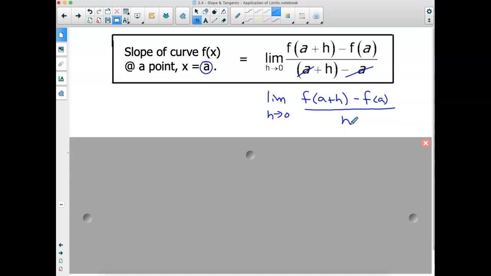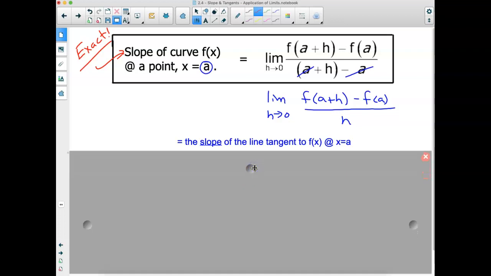Now, this is the exact way to find the slope. Exact slope. It is not an estimate. It is perfectly, exactly what it's going to be at that particular a value, okay?